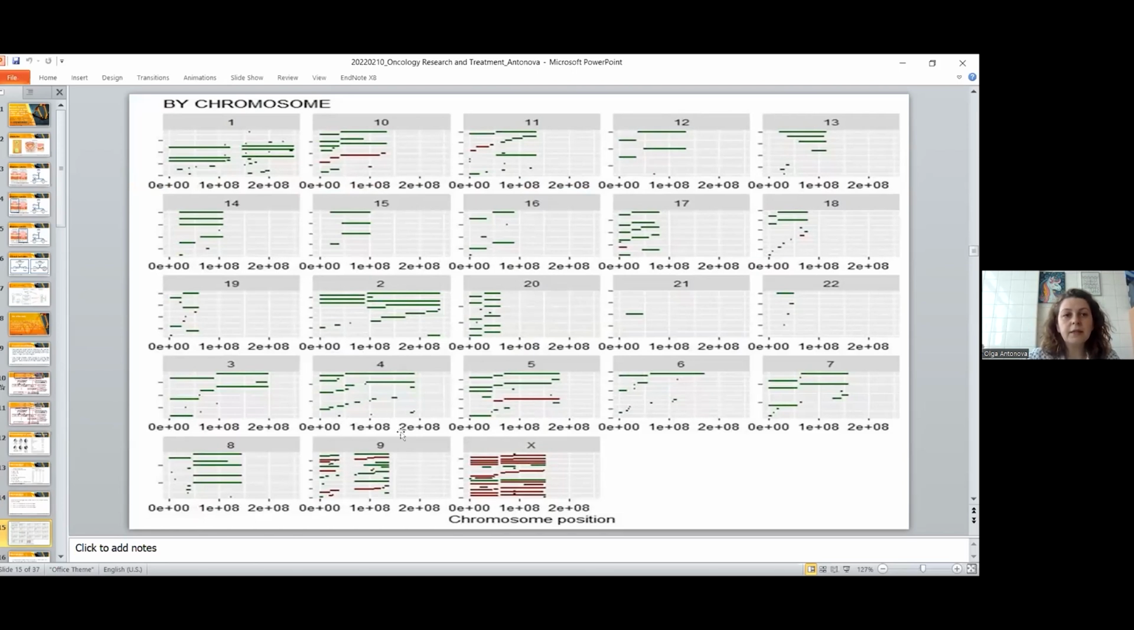Here on this slide are given all the variations found in the chromosomes with aberrations. They are differentiated by color: the green ones are gains, the red ones are losses. You can see that in chromosome 9 we have both gains and losses, and mostly in chromosome X we have losses. Also in chromosome Y, I don't know why it's not shown here, excuse me for this, we have gains and losses.